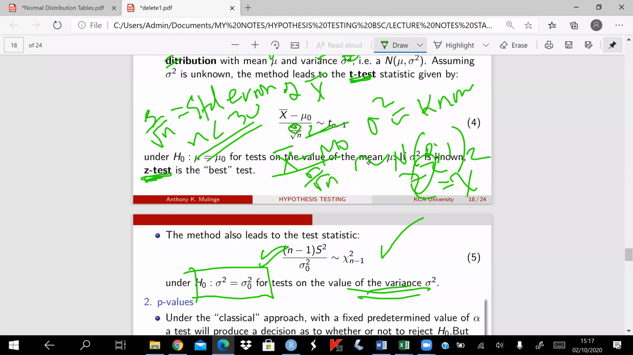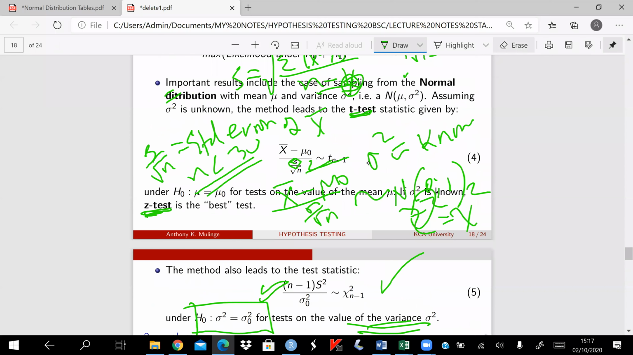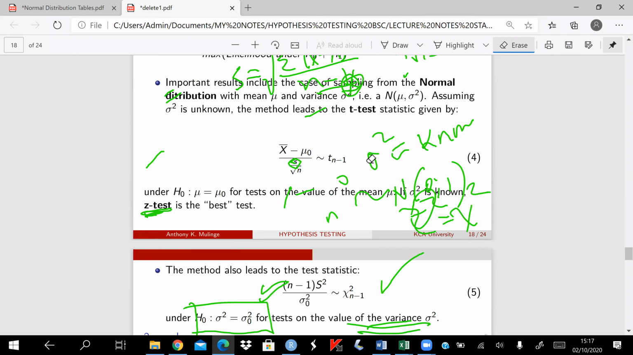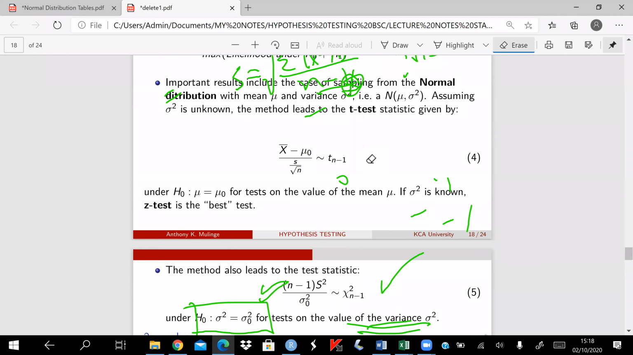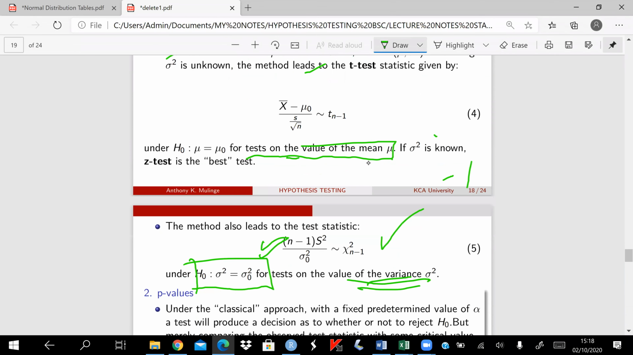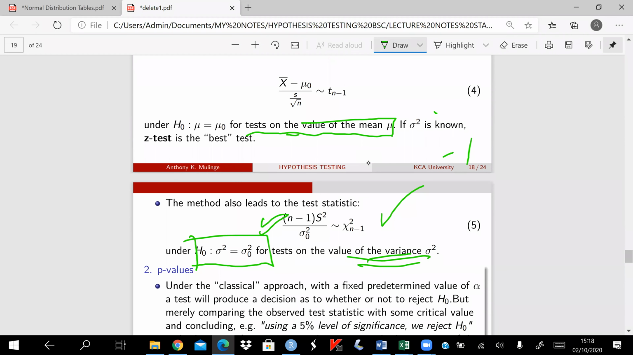Maybe I forgot to mention that those two will be used in the context of testing hypotheses about the mean. The T formula here is used in the context of testing hypotheses about the mean. You use that kind of statistic. Or you can now use the one given here.